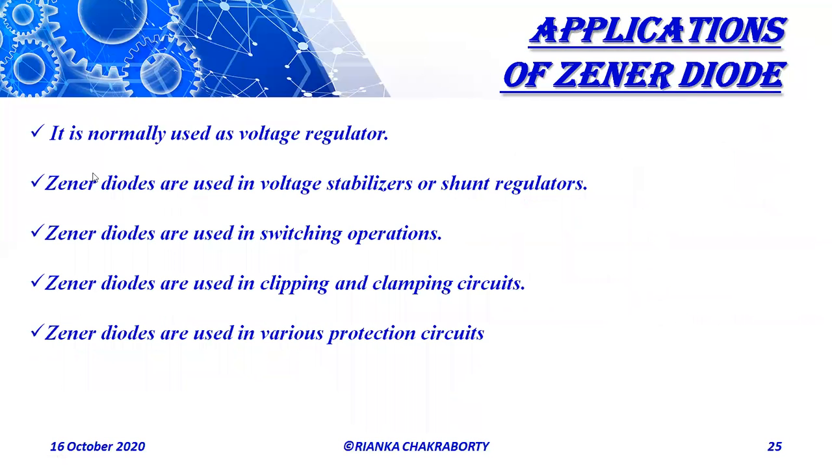So these are the applications of the Zener diode. It is used as a voltage regulator, used for switching operation in clipping and clamping circuits, and in different types of protection circuits.